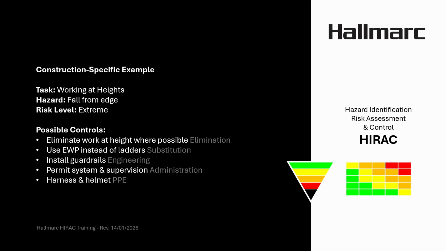So, let's look at a construction-specific example for working at heights. The hazard is falling, and the risk level is extreme. So now we consider controls from top to bottom on the hierarchy of control. First, is it possible to eliminate work at height? Then maybe consider EWP instead of ladders. This is substitution. Then there's engineering. Installing guardrails would be an engineering control, for example. Then we're down to administrative controls such as a permit system and supervision. Lastly, there's personal protective equipment. This might be a harness system and a helmet.